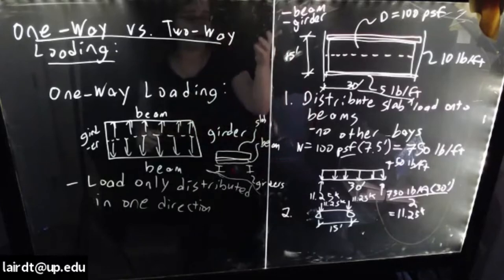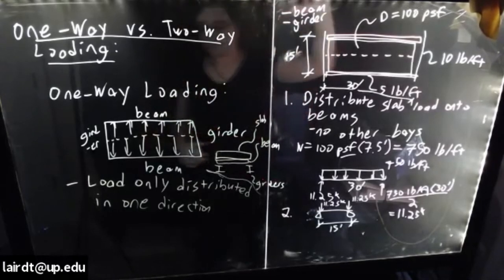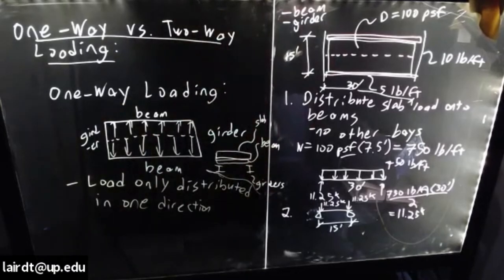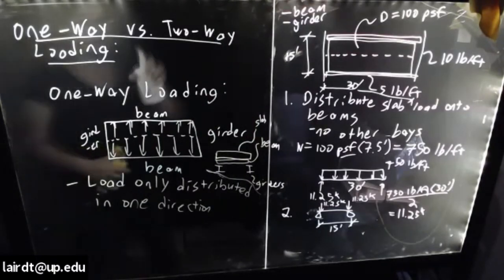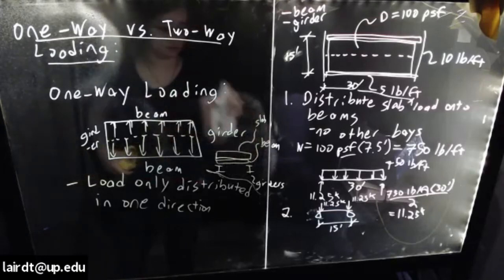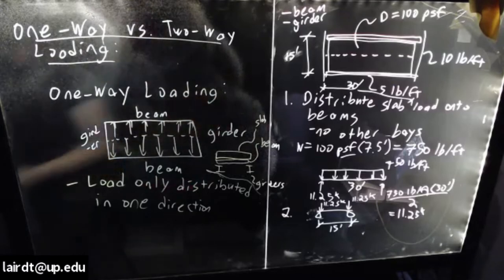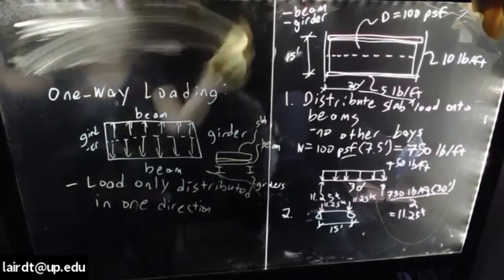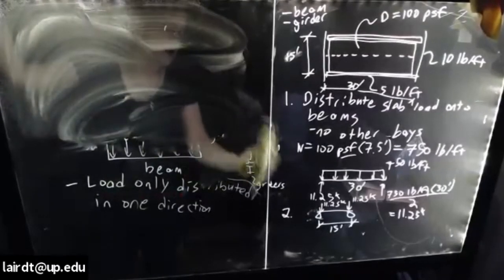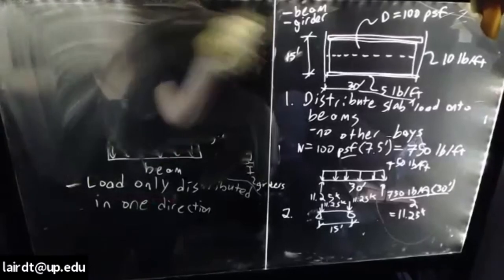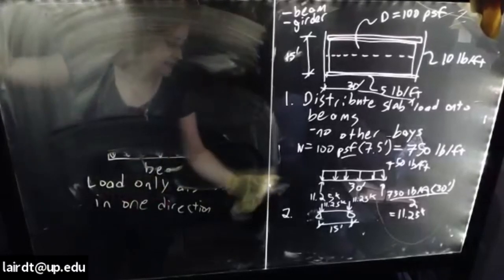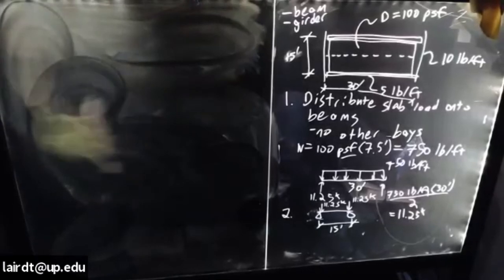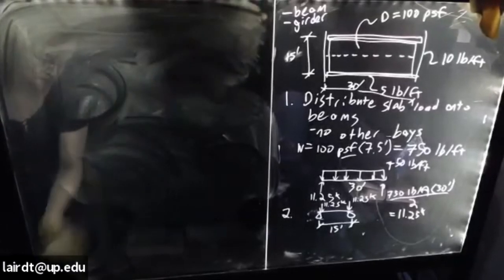Okay. So next I want to look at two-way slab loading. Two-way slab loading is a little bit trickier, but not too bad still. What you're dealing with more is that there are two axes that we can assign load to. So because of that, we can end up with some interesting triangular or trapezoidal load diagrams.